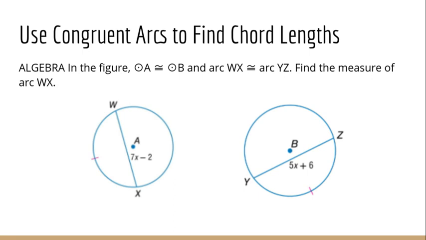Another type of example is using congruent arcs to find chord length. So now we're doing the opposite. Now we're going to have congruent arcs, and we're going to try to find the length of the chords. So in the figure, circle A is congruent to circle B, and arc WX is congruent to arc YZ, and we need to find the measure of arc WX.